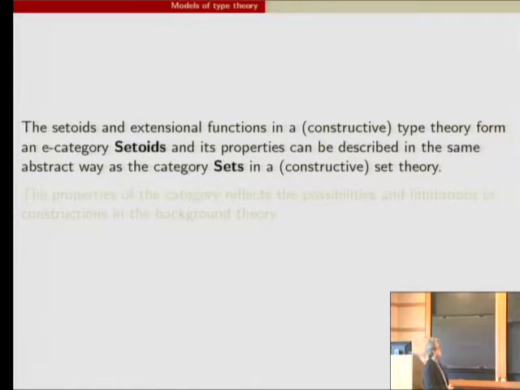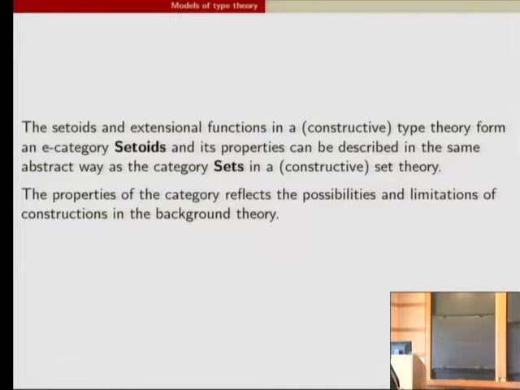Okay, I'll come back to that. So it can be, of course, described in the same abstract way as the category of sets is described in constructive set theory or set theory. And so the properties of this category come from the background type theory. There are many results about this depending on the type theory, but it will usually be a locally Cartesian closed category, or locally Cartesian closed pre-topos, with some extra properties depending on what kind of inductive types you have and so on.